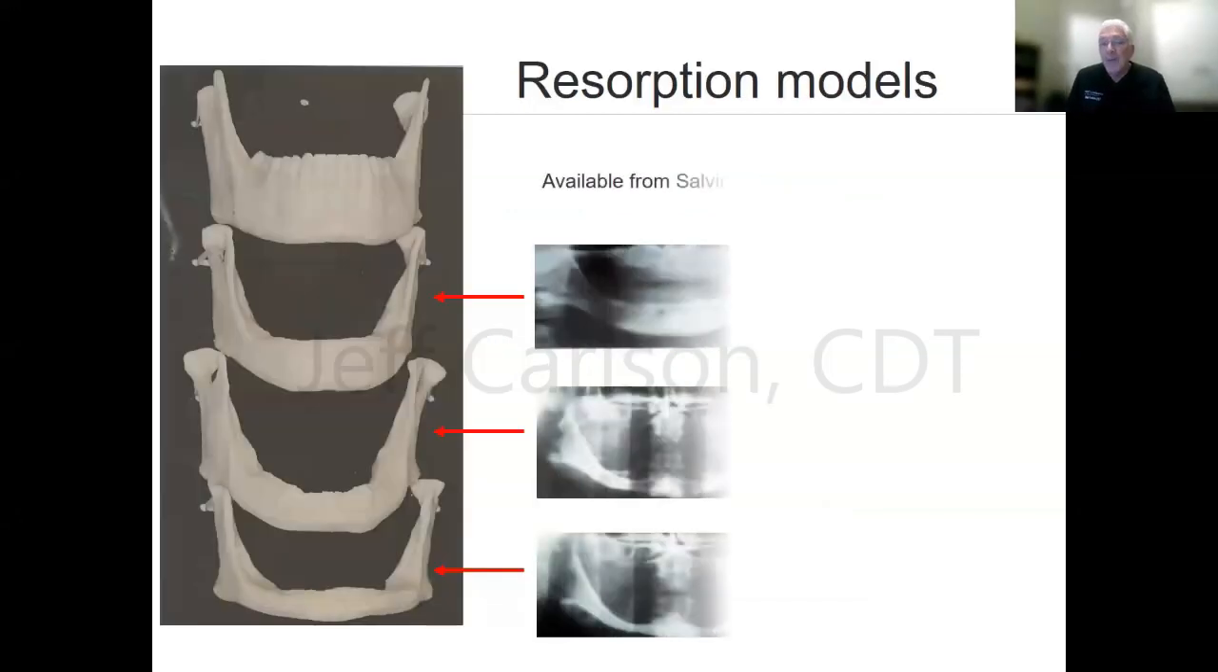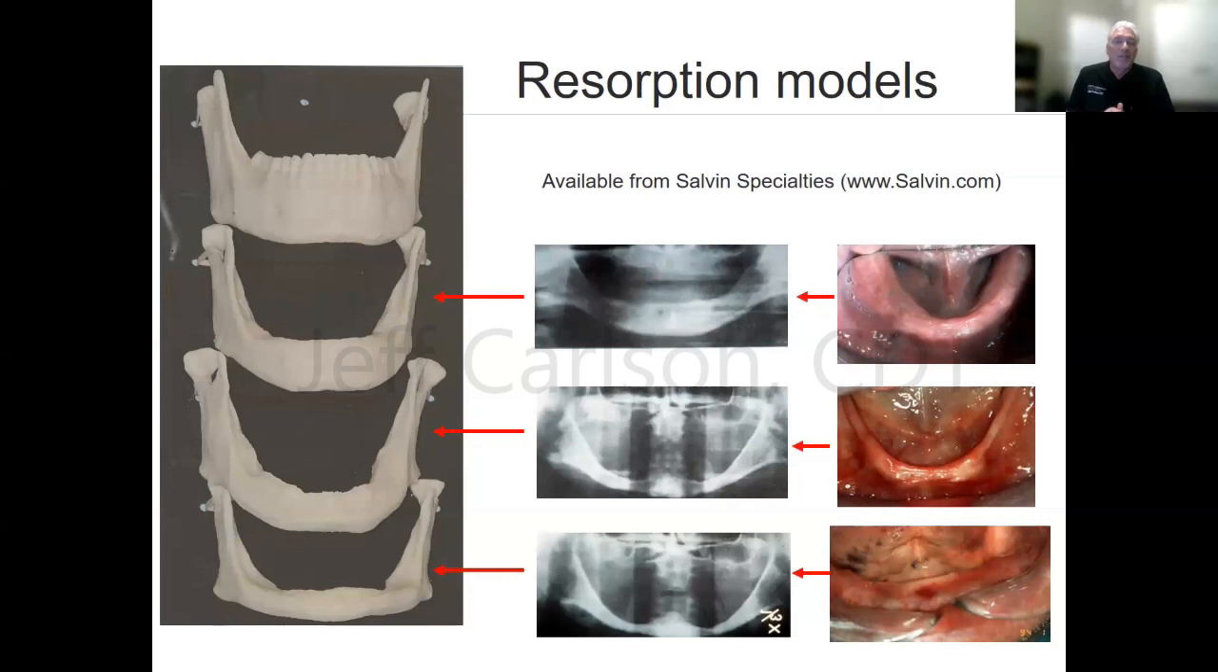A way to help you with that, these are some wonderful, very inexpensive models from our friends at Salvin Specialties. These are just some plastic models. You can't really see, but it's on a board held with a little plastic stand-up board. Rubber bands on them. You can take them off. The patient can touch them, hold them, feel them. It's three-dimensional.